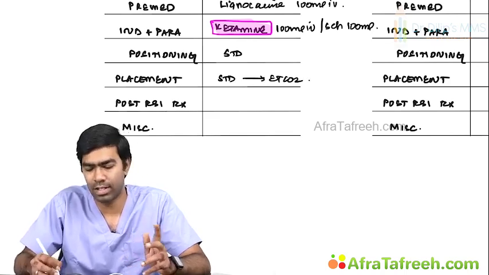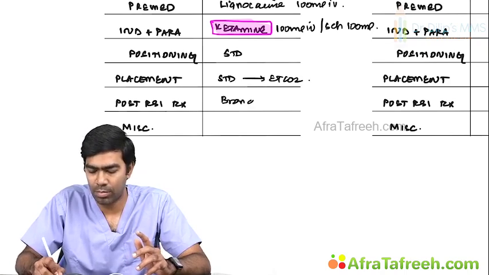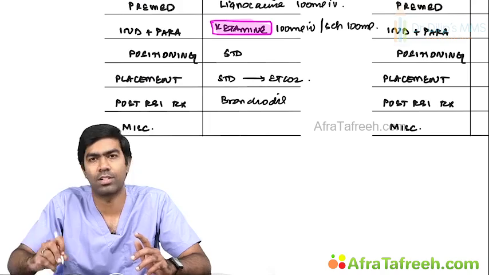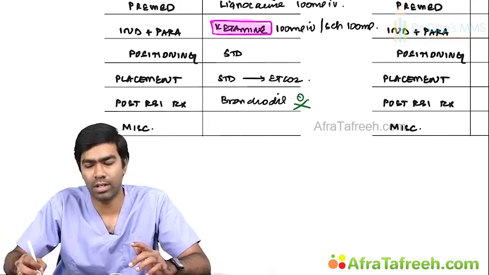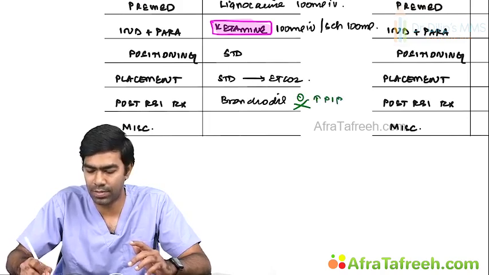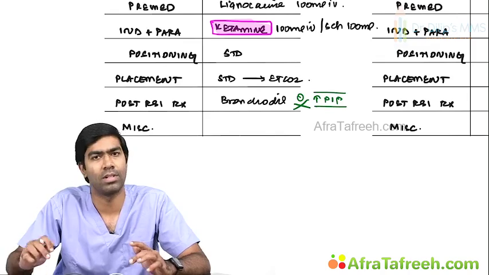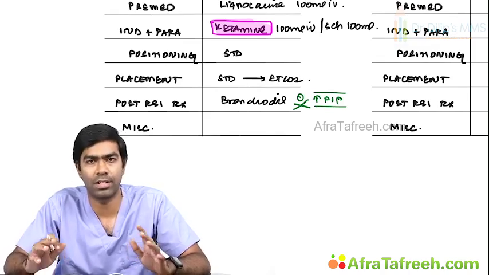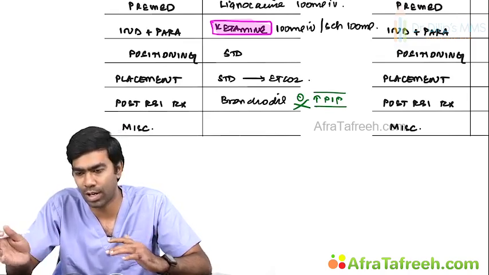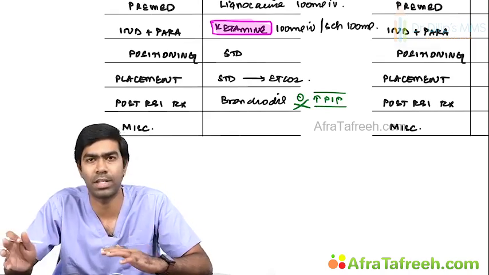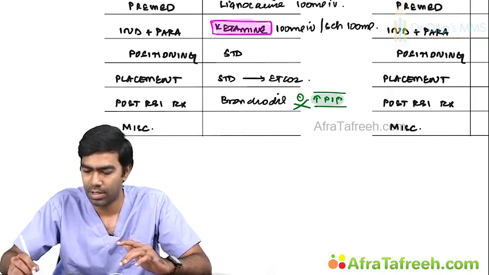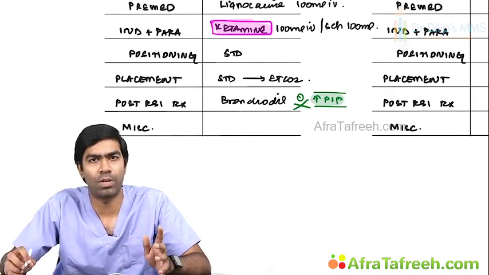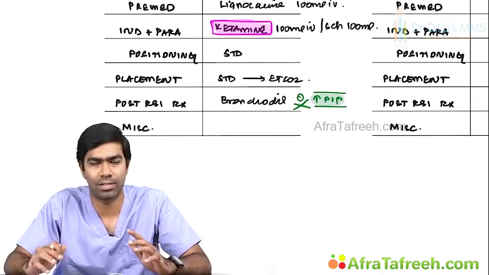And post RSI treatment, you can consider giving bronchodilators as well, like nebulizations and all. But remember, one thing you have to note after intubating is the high peak inspiratory pressures. Whenever you have a high peak inspiratory pressure, it means there is bronchoconstriction and the patient has to be treated with bronchodilators, and you have to bring the peak inspiratory pressure back to normal. Usually a high PIP with a normal plateau pressure indicates high airway resistance.